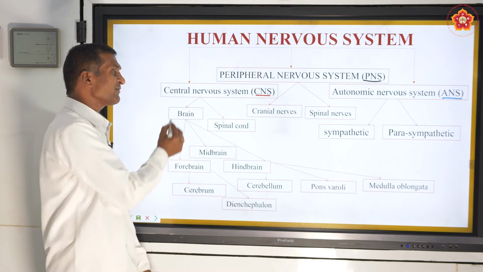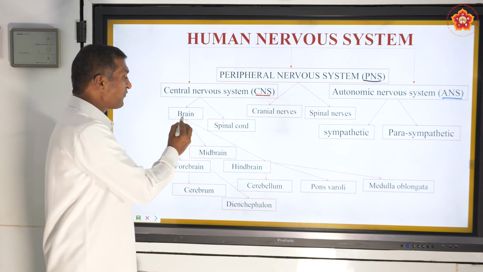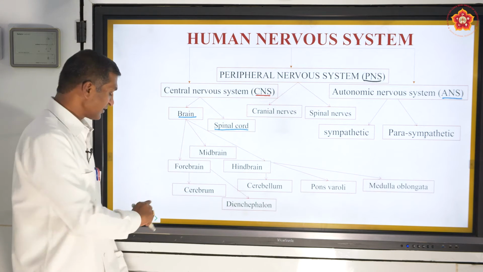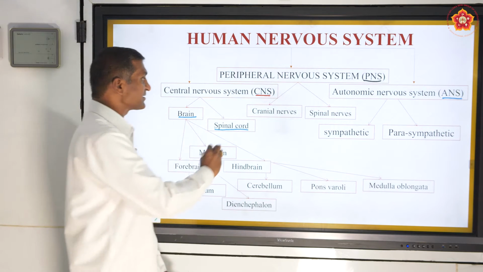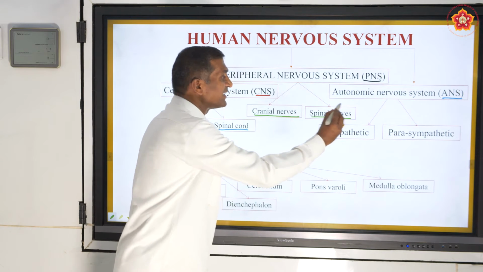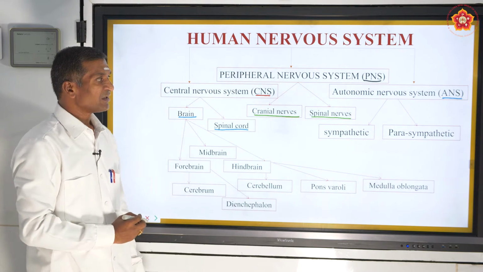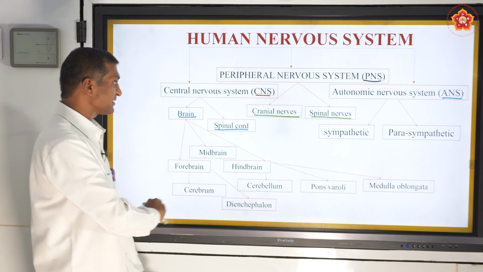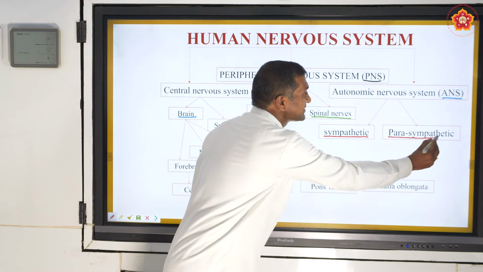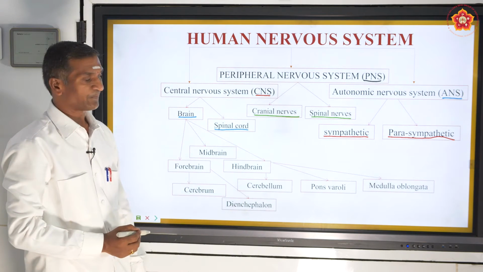The central nervous system consists of the brain and the spinal cord. The peripheral nervous system consists of the cranial nerves and the spinal nerves. The autonomic nervous system consists of the sympathetic and parasympathetic nervous system.